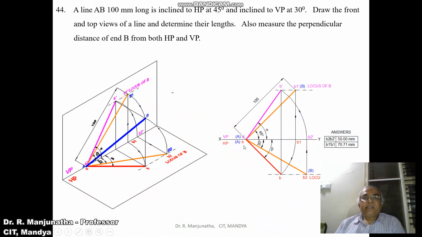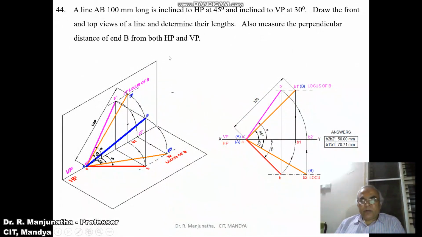Similarly, with A as center and taking the inclination to VP as 30 degrees, the inclination with respect to VP can be seen in the horizontal plane. HP is below the XY line. Keeping the protractor with center A, measure an angle of 30 degrees with respect to the XY line. Below the XY line, you draw an inclined line.